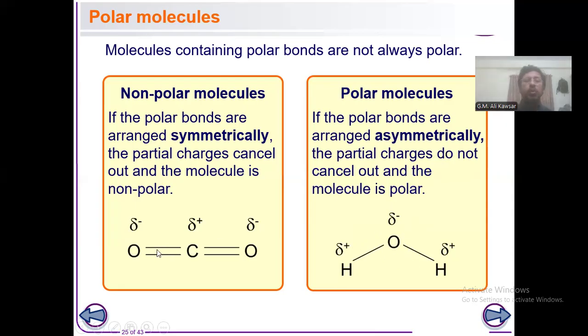When the bonds are symmetrically arranged, the polarization is cancelled out; if they are asymmetrically arranged, then the polarization won't be cancelled out, and that is why water is a polar molecule. On the other hand, a similar type of bonding is present, but due to the symmetrical arrangement, carbon dioxide is a non-polar molecule. I hope you understood.